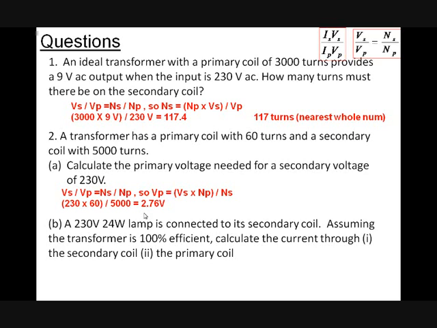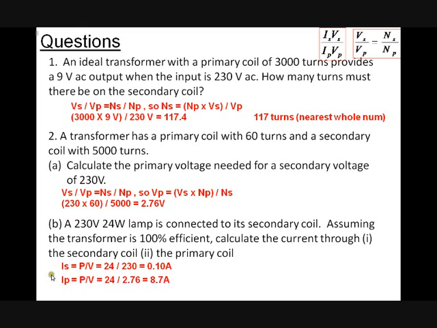2b, a 230 volt 24 watt lamp is connected to this transformer. Assuming the transformer is 100% efficient, calculate the current through the secondary coil and the primary coil. With the secondary coil, we know that current is power divided by voltage. On the secondary coil, we know it's a 24 watt lamp at 230 volts. So if we just do P divided by V, we get a current in the secondary of 0.1 amps.